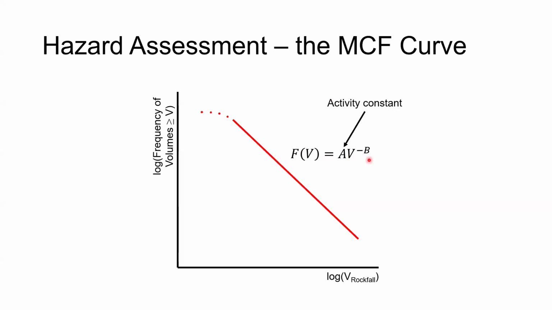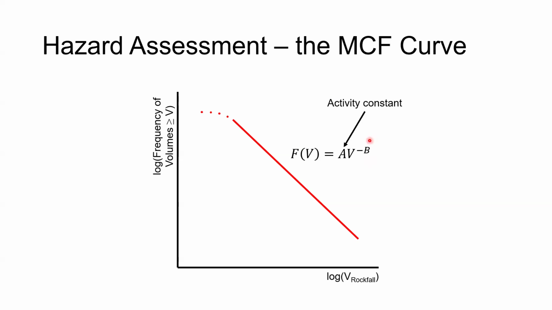This constant in front of the V is very important because it basically represents the vertical position of this line on the graph. So for a given exponent B, if we increase A, then we are saying that every single rockfall volume is becoming more frequent, more likely. And if we decrease A, we are saying that every single rockfall volume is becoming less frequent or less likely.